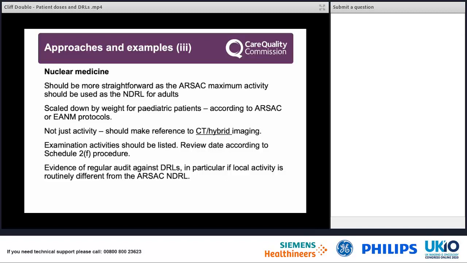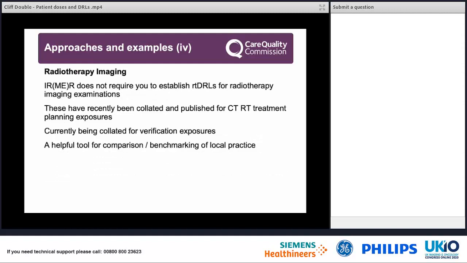Radiotherapy imaging. As I said earlier, IRMER doesn't require you to establish radiotherapy DRLs for imaging. They've been recently collated and published for CT treatment planning exposures, and a similar effort is underway to collate dose values for verification exposures. They're not published yet, but when they are, they too will be a helpful tool for comparison and benchmarking of local practice. I've called this slide Approaches and Controversies.